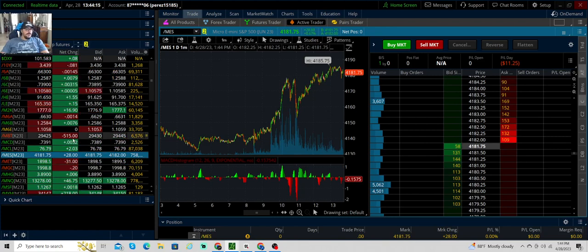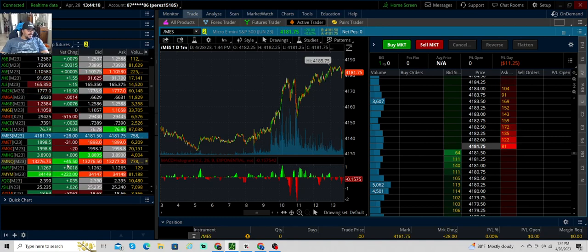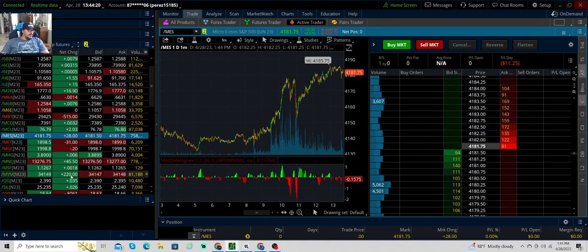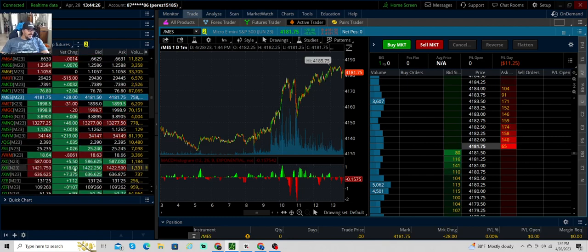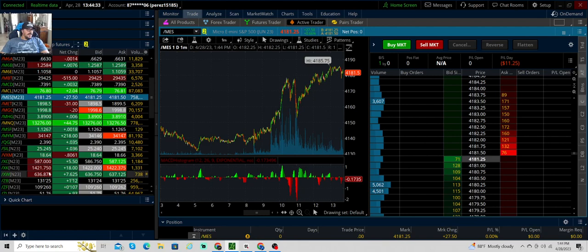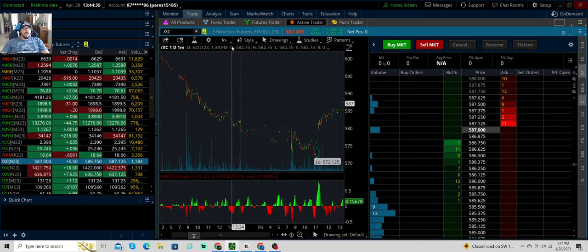Bitcoin down 500. NASDAQ up 46. Dow Jones up 220. Nat gas up 3 cents. Silver up 2 cents. VIX down 80 cents. And the grains up respectively 5 cents, 18 cents, and 7 cents. Let's take a look at a chart of corn.